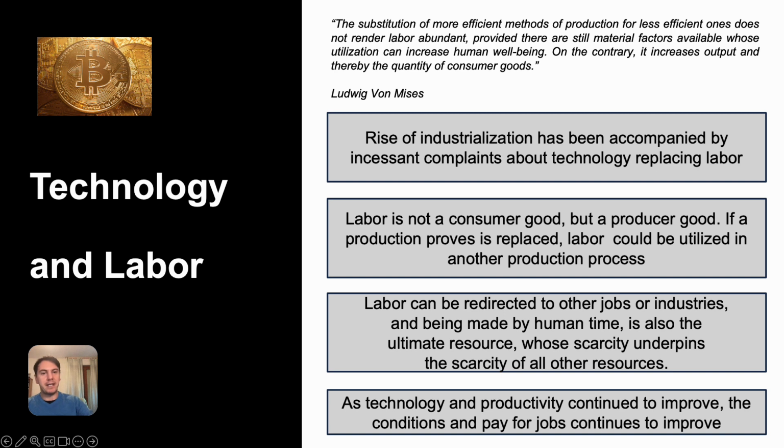But the demand for a producer good is not necessarily contingent on its utility to the purchaser. It is dependent on the good's usability for production. Even if a factor of production were to be replaced in one production process, it would still be available if it could be utilized in another production process.